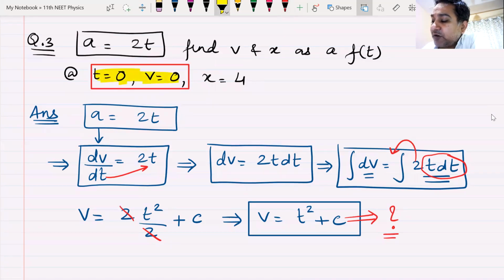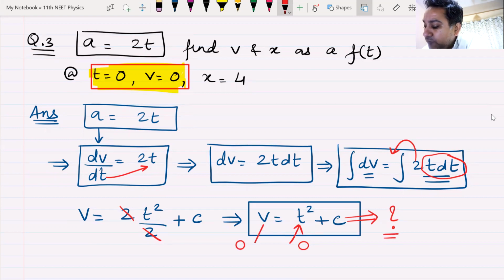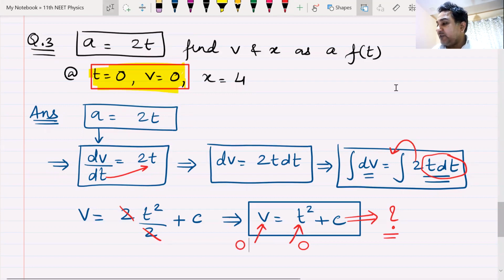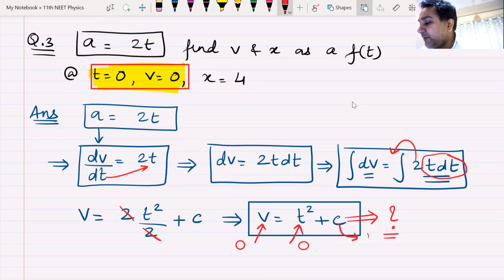Look at this data very closely. At time t is equal to 0, v will be 0. So put the value of time as 0 and put the value of v as 0. You will get the value of c. What is the value of c coming? Putting time as 0 and velocity as 0, the value of c will be coming as 0. Yes or no?